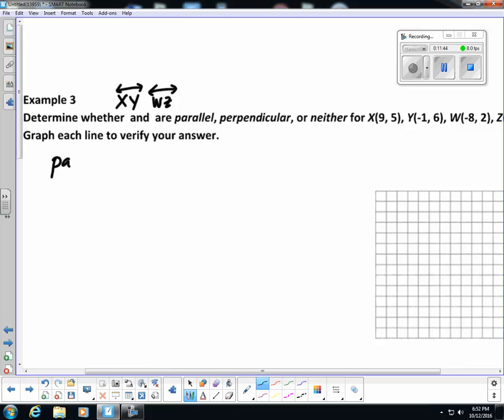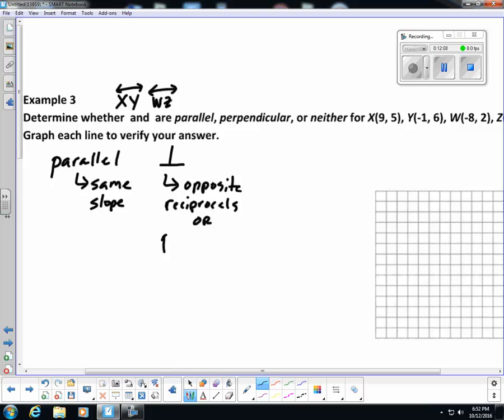If they're parallel, they will have the same slope. If they're perpendicular, they have slopes that are opposite reciprocals, or their product is equal to -1. And neither just means that the lines are going to intersect somehow, except they're not going to intersect at a 90-degree angle, because that would be perpendicular.